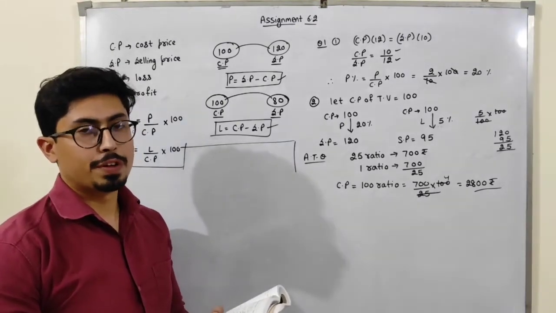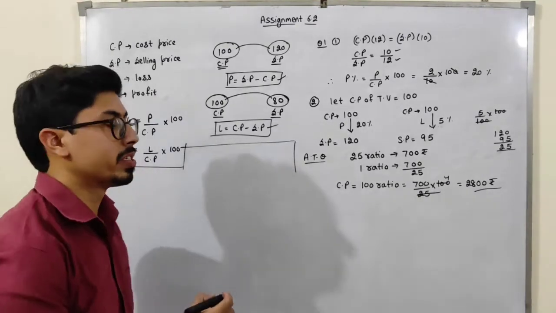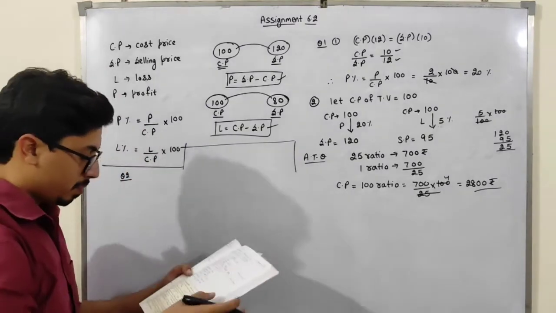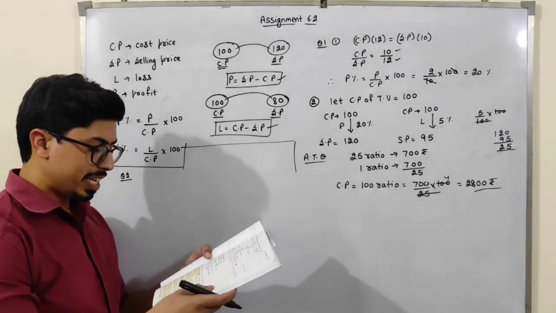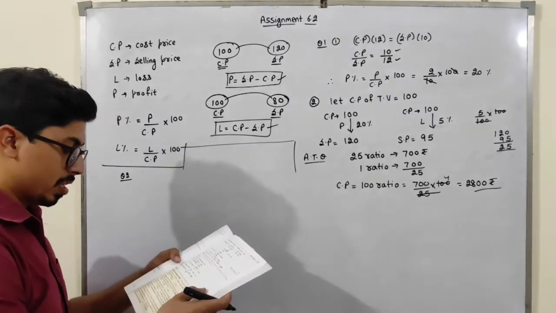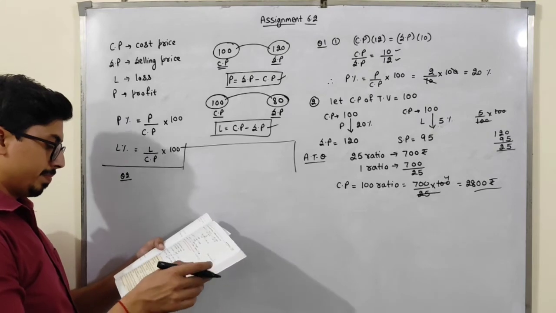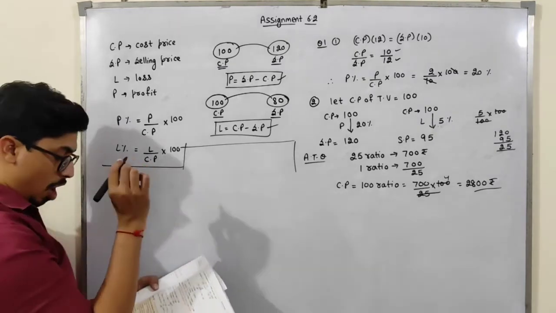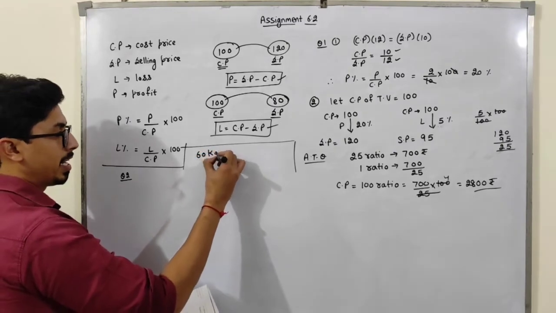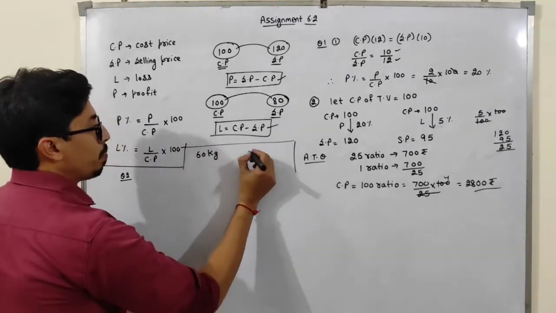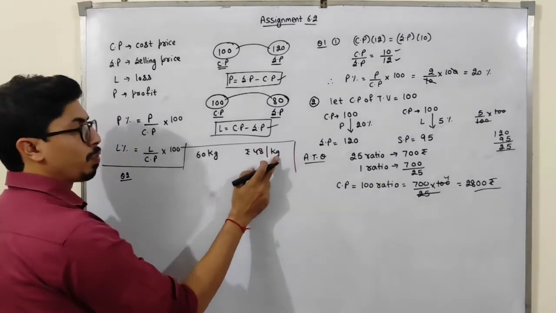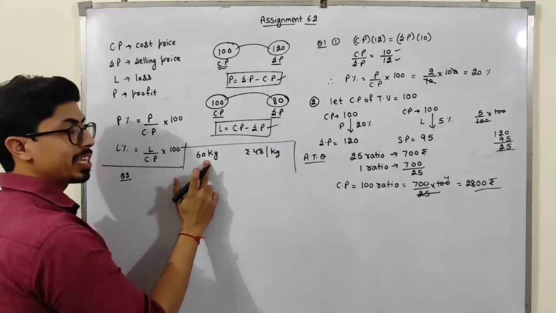Okay students, now moving forward to question number 2. See, in question number 2, what is given to us? Gopal bought 60 kg of mangoes at a rate of 48 rupees per kg. That means for 1 kg he pays 48, and he buys 60 kg.